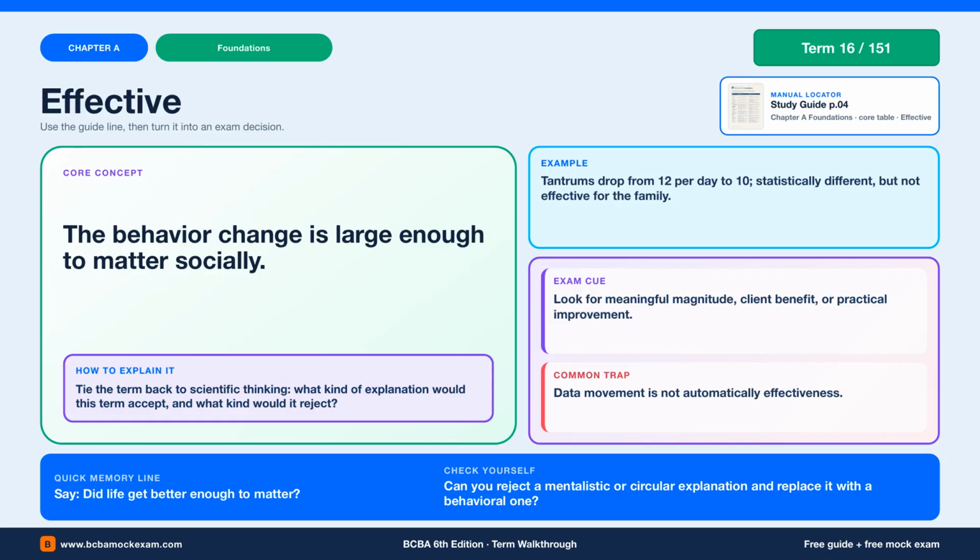Effective. Effective means the behavior change is large enough to matter. A graph can show movement without showing meaningful improvement. For example, tantrums dropping from 12 per day to 10 per day might be statistically noticeable, but it may not be effective for the family. The exam cue is meaningful magnitude, practical improvement, or socially important change. The trap is treating any data change as effectiveness. Memory line. Did life get better in a way that matters?